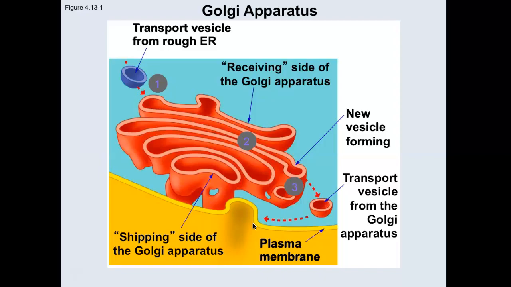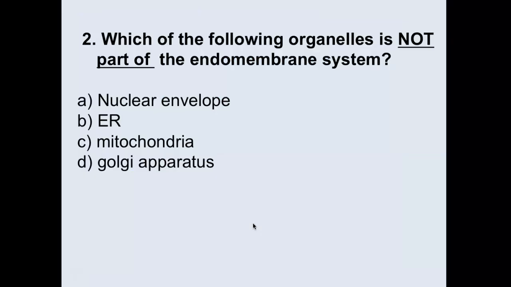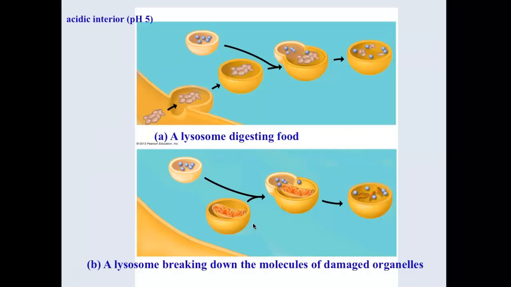Let's look at number 9, the lysosomes. Oh, question before I move on. So go ahead and pause it, think of the answer. What is not part of the endomembrane system? It's the mitochondria. We haven't gotten there yet. So maybe that was a really big clue as to what is not part of the endomembrane system.